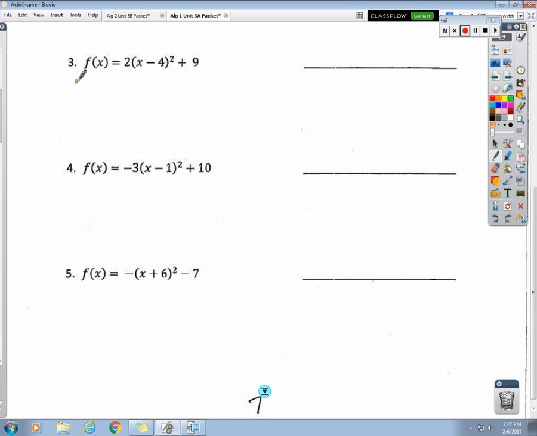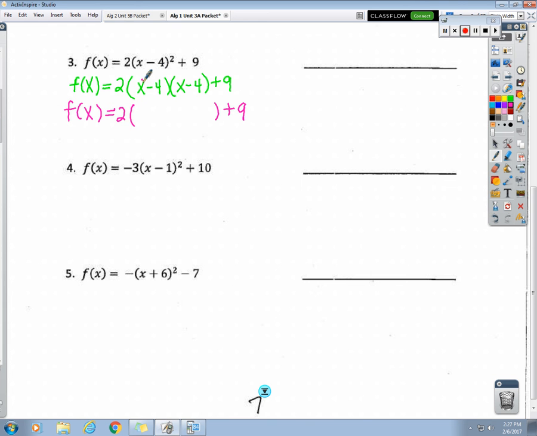Alright, f of x equals. The first thing we do is we rewrite it. The only difference is, instead of writing x minus 4 squared, I'm going to go ahead and write x minus 4 times x minus 4, which is what that means. Okay, and the reason I do that is so that in the very next step, I can FOIL those. Now, that won't affect the 2, and it won't affect the plus 9.